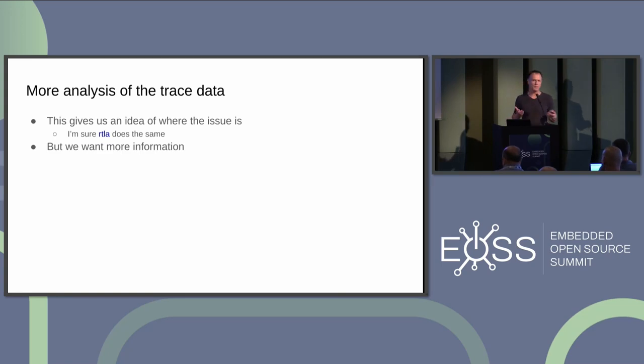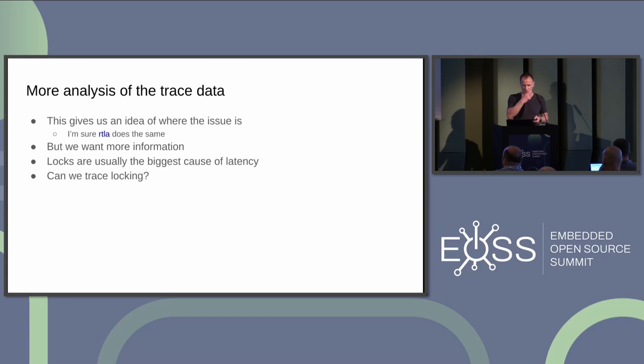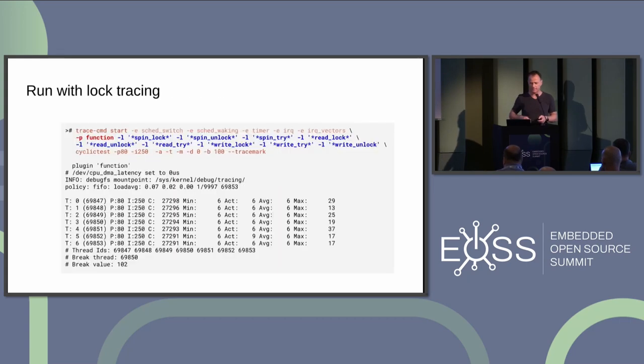But let's say we want more information. I'm interested in locks because honestly, when I've done this kind of debugging, locks were always the biggest issue for delays. So can we trace locking? Of course we can. So here, I'm going to enable the function tracer and limit it to every spin lock, spin unlock, spin try lock, read lock, read unlock, read try locks, write try locks, and write unlocks. I put mutexes in there, but they were kind of useless. So these things actually disable preemption, so I care about them.